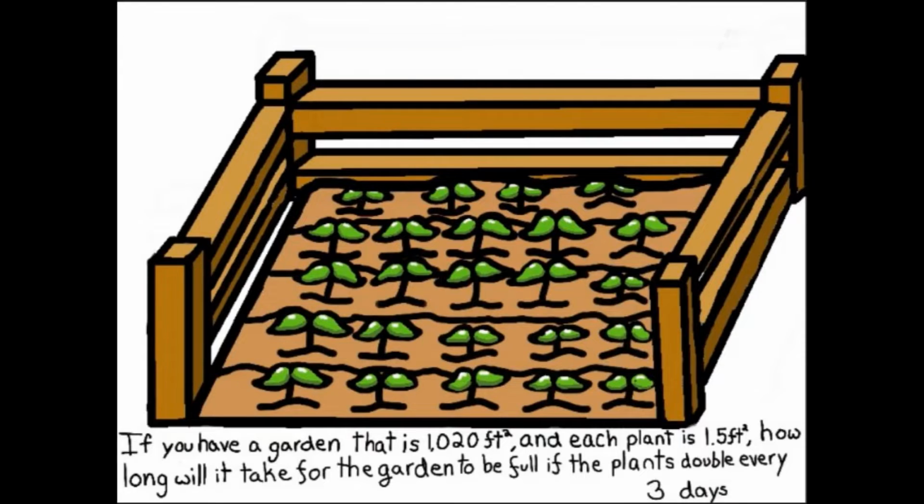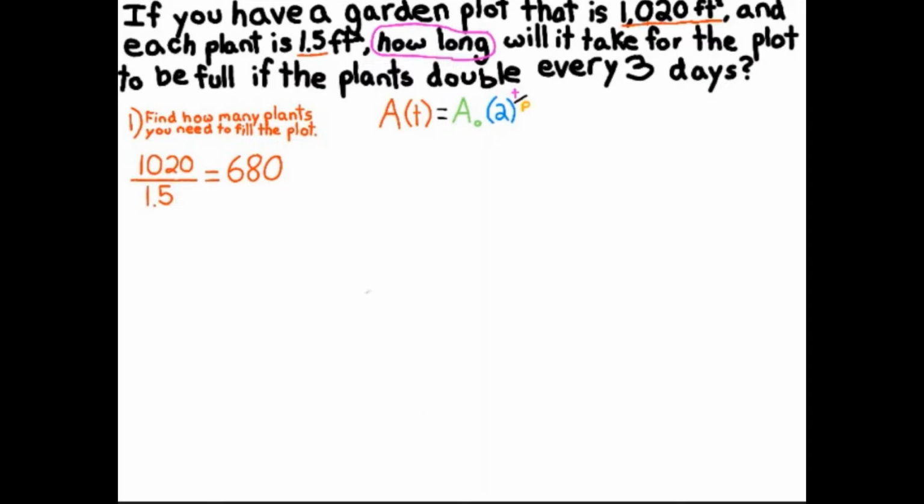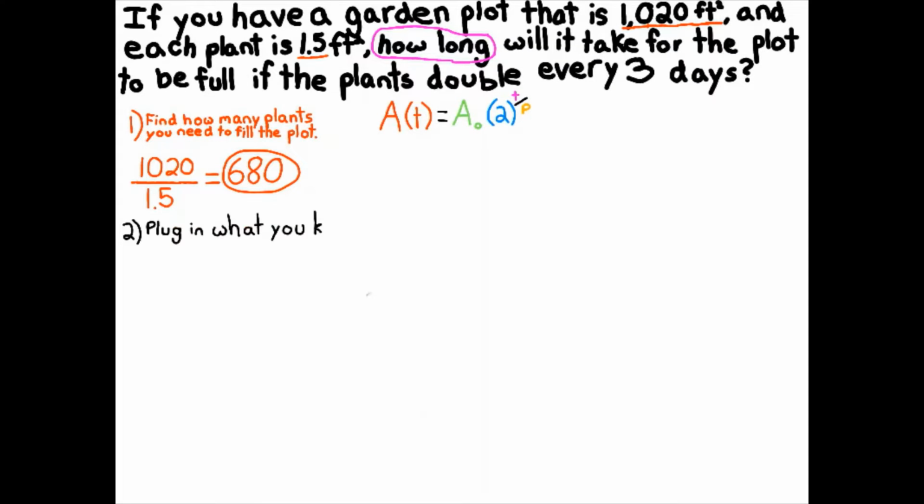The first thing we have to do for this problem is find out how many plants will fill the plot. This is because using the doubling formula, which is final value, or A of t, equals initial value times 2 to the t divided by p power. We are trying to find the time, or t. We can divide the 1,020 feet squared of the plot by the 1.5 feet squared of the plant, and figure out that 680 will be the final number of plants that can fit into the plot.